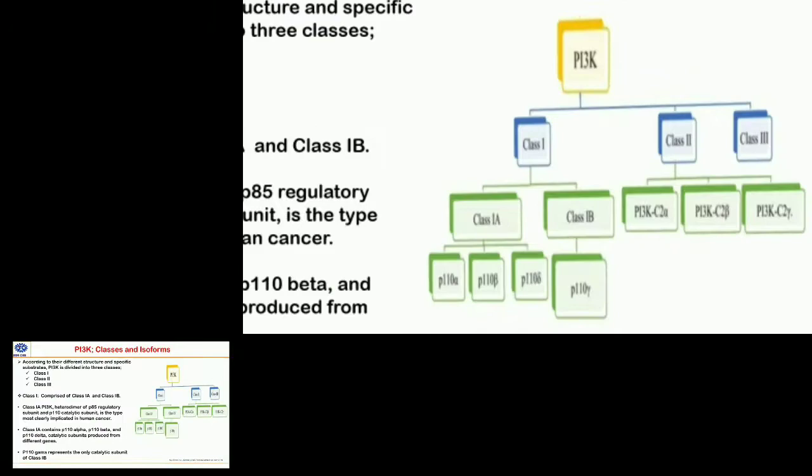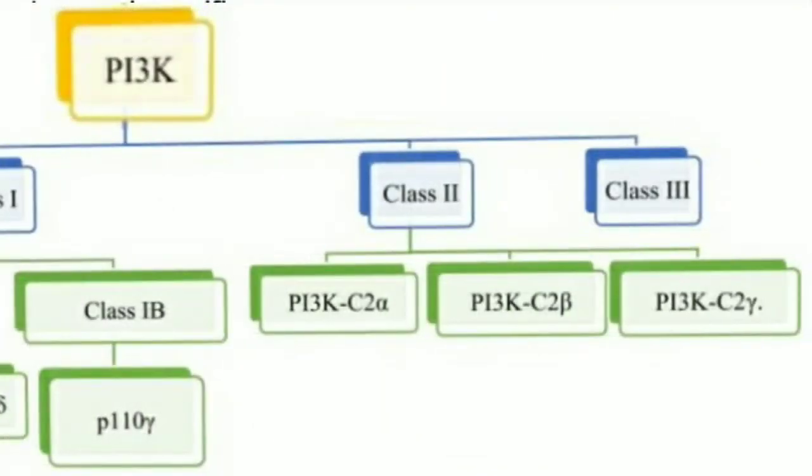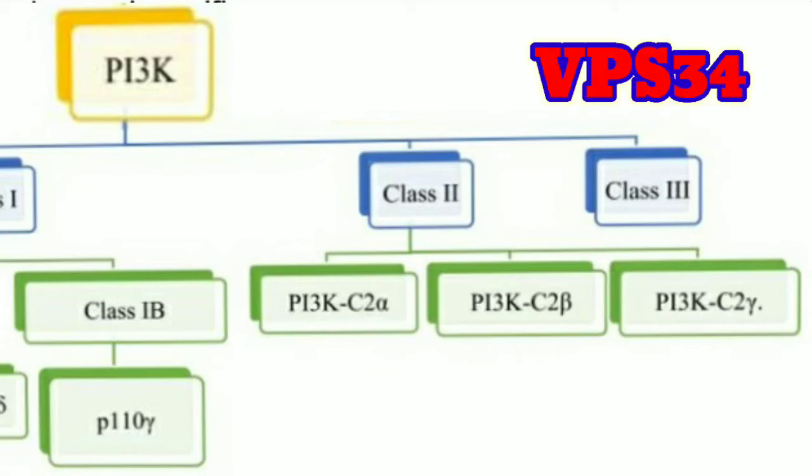Class 2 PI3 kinase contains three isoforms: PI3 kinase C2 alpha, PI3 kinase C2 beta, and PI3 kinase C2 gamma. These isoforms are considered examples of monomeric lipid kinases because they lack a regulatory subunit. The single class 3 PI3 kinase, VPS34, vacuolar protein sorting 34, has vital roles in autophagy, endocytosis, phagocytosis, and intracellular trafficking.